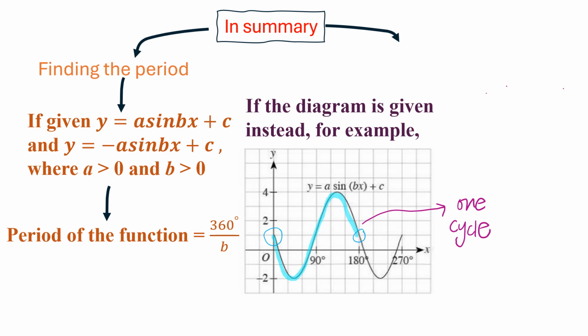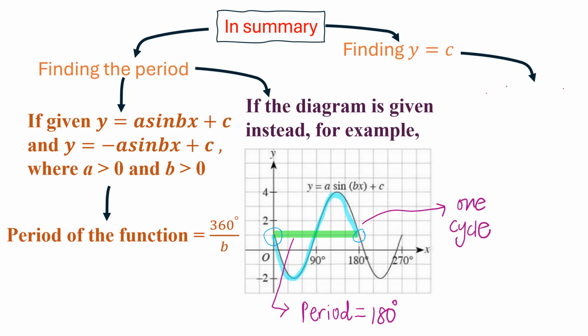So that's one cycle. Okay, and so the period will be from the one that highlighted for you in green, that's from 0 to 180. Okay, so this is one way of finding the period if you're given the diagram. How about finding y equals to c? Yes, to find y equals to c, basically you just take your maximum y value plus your minimum y value divided by 2.